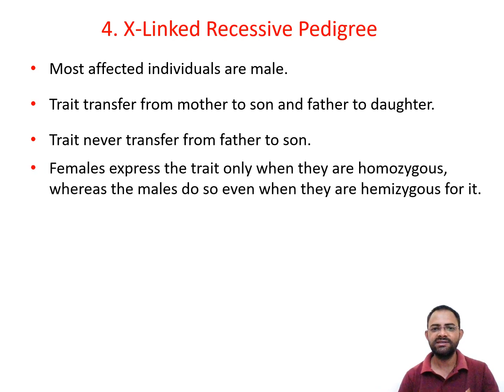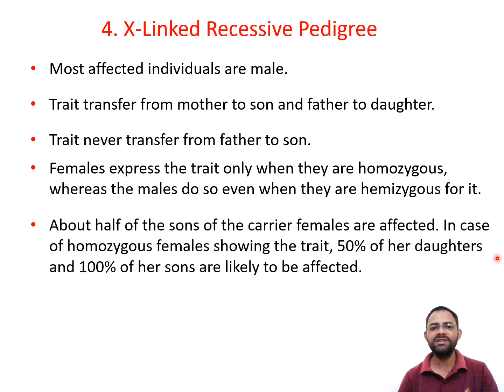Females express the trait only when they are homozygous, whereas males do so even when they are hemizygous for it. About half of the sons of the carrier females are affected. In case of a homozygous female showing the trait, 50% of her daughters and 100% of her sons are likely to be affected.